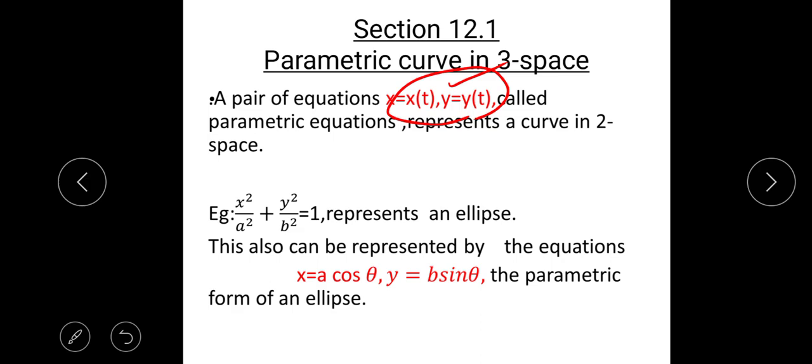You take x square by a square plus y square by b square equal to 1. This equation represents an ellipse. The same equation also can be represented by the equations x is equal to a cos theta, y is equal to b sin theta. And these two equations together is called the parametric form of the ellipse.